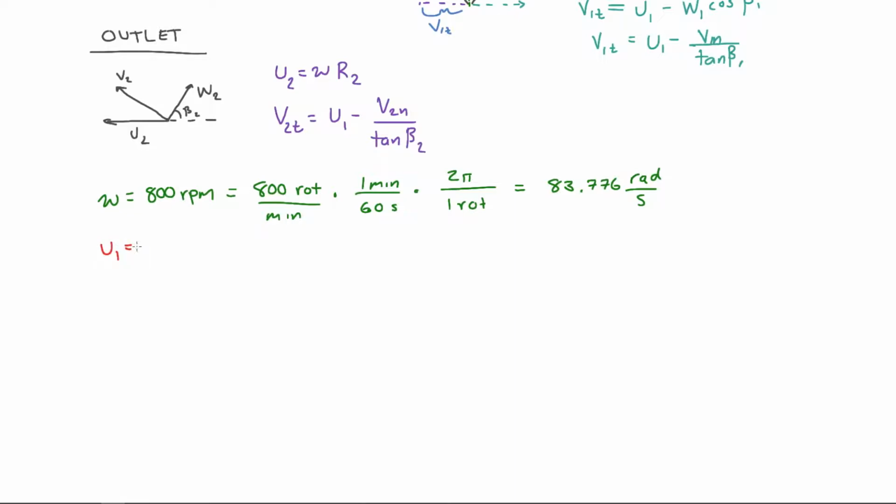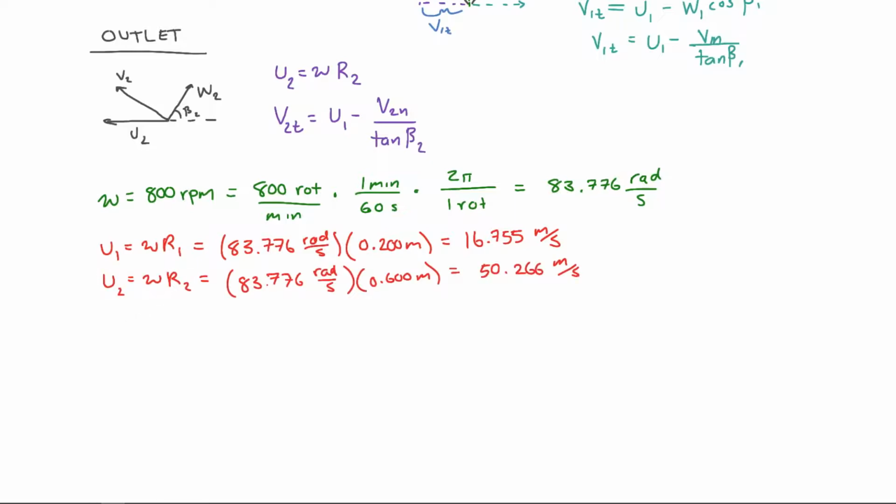So U1 is omega times R1. So that's going to be 16.755 meters per second. And then we repeat the process for U2. So for U2, it's 50.266 meters per second. Okay, since we have those defined, our next goal is actually to define the velocity tangentially, the absolute velocity tangentially.